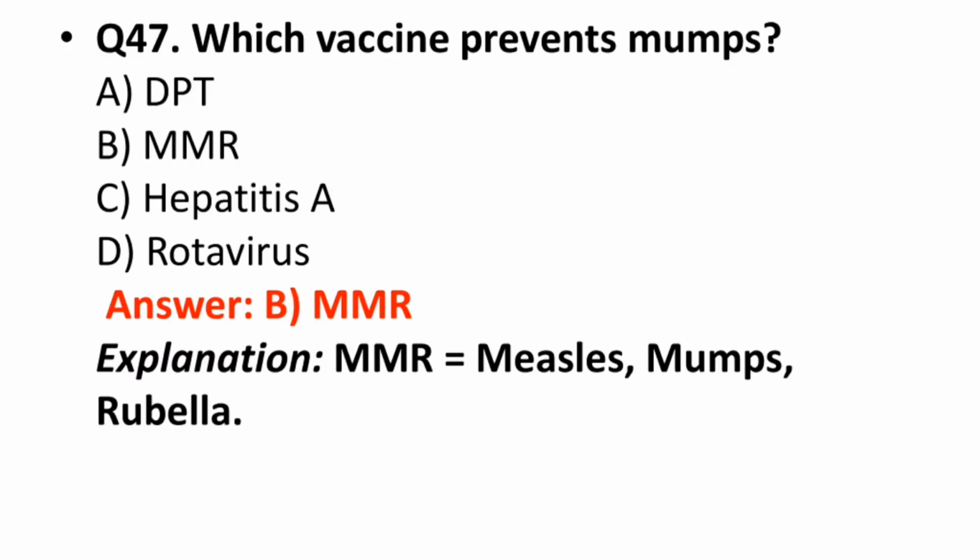Which vaccine prevents mumps? Option A, DPT. Option B, MMR. Option C, hepatitis A. Option D, rotavirus. The correct answer is option B, MMR. MMR stands for measles, mumps, rubella.